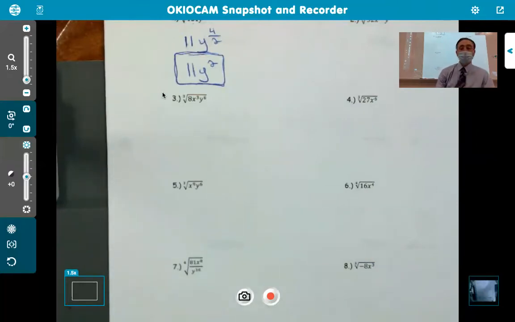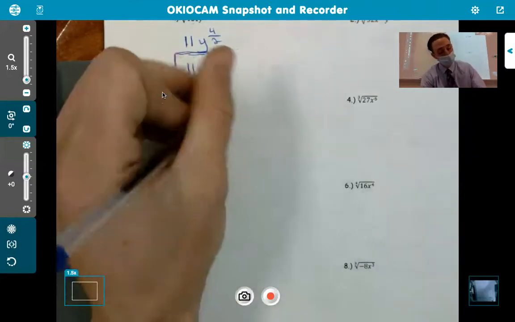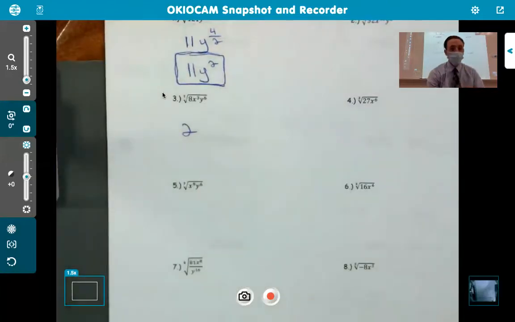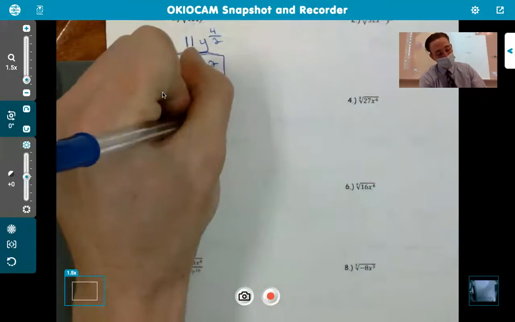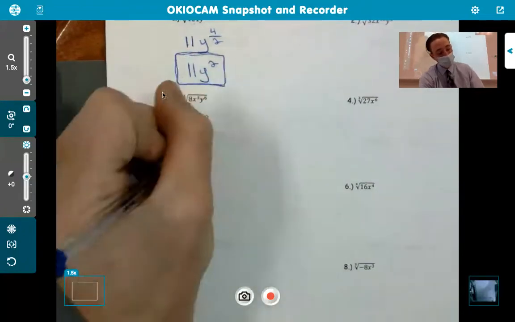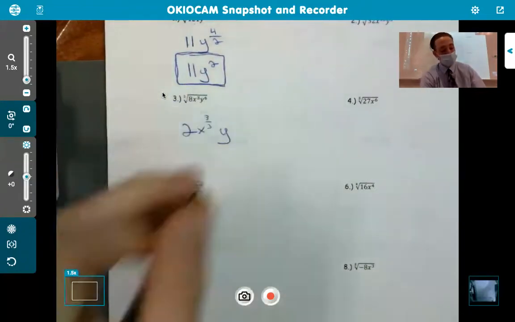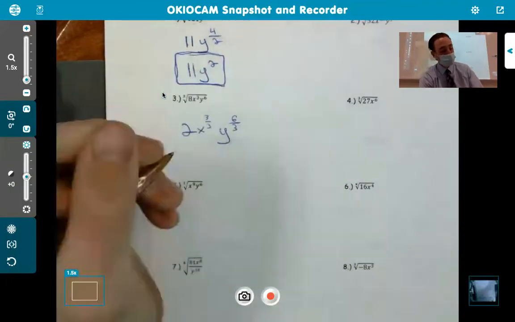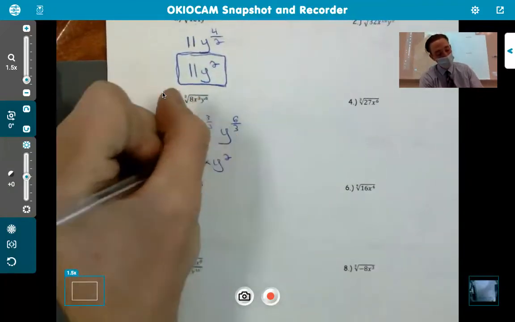I go to my constant term. What is the cubed root of 8? What number can I multiply by itself 3 times to get 8? 2. And then from there, I have x cubed, and I'm taking the cubed root of that. How's that going to simplify? 1, right? So it's x to the 3 over 3, or just 1, y to the 6 over 3, which is just 2. So it's 2x y squared.